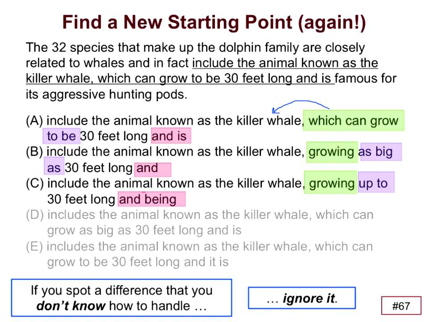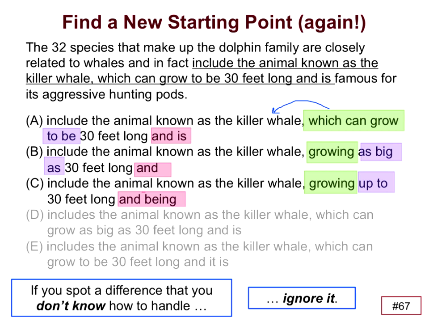What about the growing option? How come that one doesn't refer to the killer whale? Yeah, good. So comma -ing modifier, see the comma right there? A comma -ing modifier refers to the subject and verb of the main clause, and possibly the object as well, but mainly the subject and verb of the main sentence to which it's attached. So that main sentence would be "the species are closely related and include the animal." And it's not all 32 species that are very long, it really is just the killer whale.